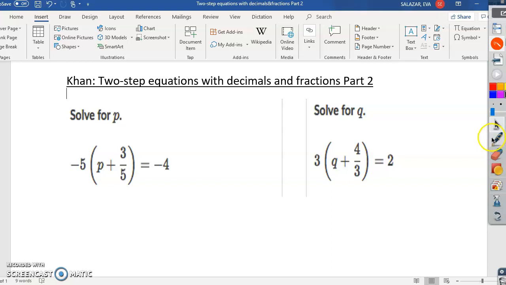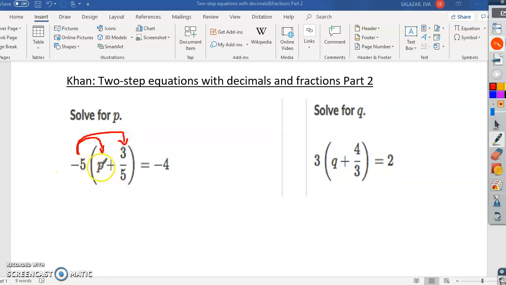We are going to go ahead and continue working with two-step equations with decimals and fractions. We have these two problems that I've taken from Khan Academy. If you notice, this one has a parentheses, which means we're going to go ahead and use our distributive property on these problems first to get rid of those parentheses.